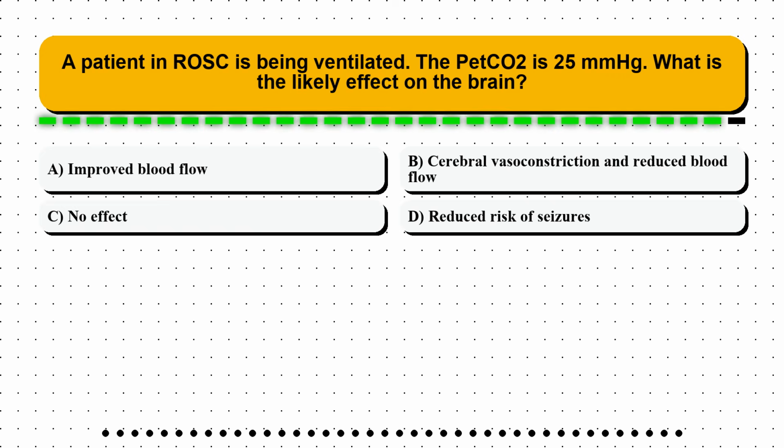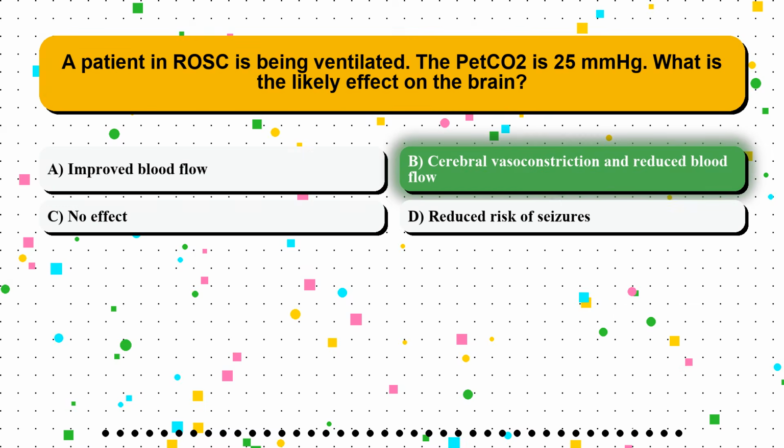Question 8. A patient in ROSC is being ventilated. The PETCO2 is 25 mmHg. What is the likely effect on the brain? Option A. Improved blood flow. Option B. Cerebral vasoconstriction and reduced blood flow. Option C. No effect. Option D. Reduced risk of seizures.